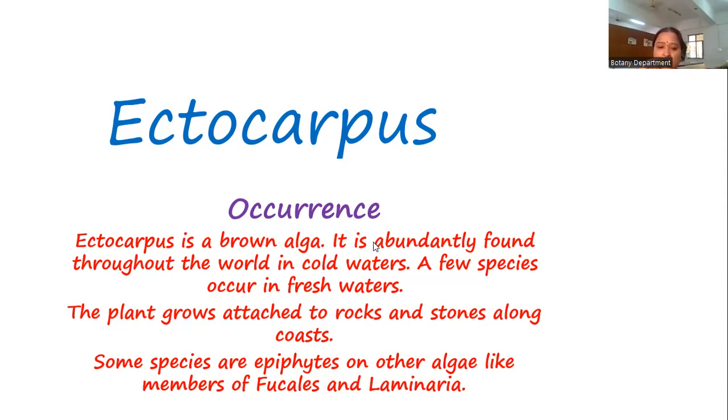Some grow attached on members of Fucales also. A few species, only 5%, occur in freshwater. 95% of species are found as marine algae. The plants grow attached to rocks or stones along the coast. Some are epiphytic, growing on members of Fucales and Laminariales. Ectocarpus tomentosus grows on the Fucales order. Some are on Laminariales, Ectocarpus deformis. Some also grow on fishes. Ectocarpus parasiticus is a parasitic alga.